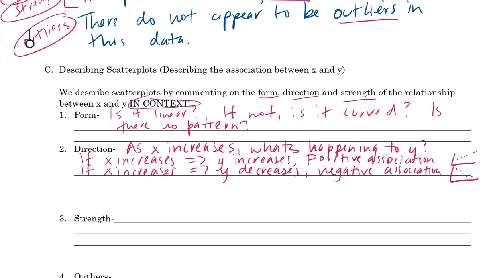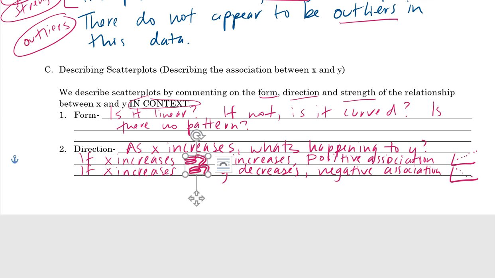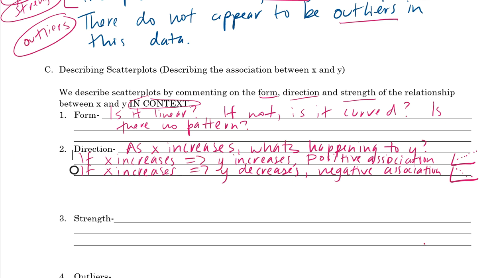You don't even actually have to use the words positive and negative. What they want to hear is stuff like, as the number of points per game increases, the number of wins increases. As the height increases, the foot size increases. That kind of thing. So they're more interested in that type than in the words positive and negative.